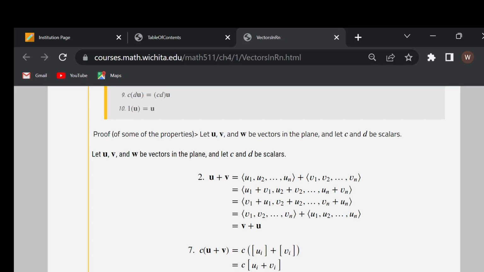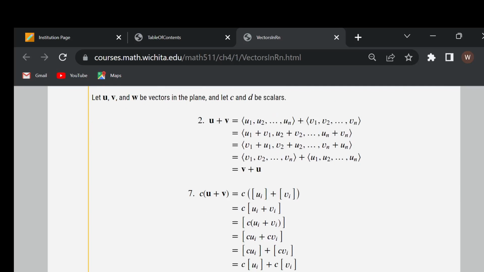You add 2 vectors by adding the corresponding elements, but each of those is a sum of real numbers, which commutes, because we learned that in K through 12. And then we separate it back out into vectors, and now we've just proved that u plus v equals v plus u. But I showed you an easier way to do that.